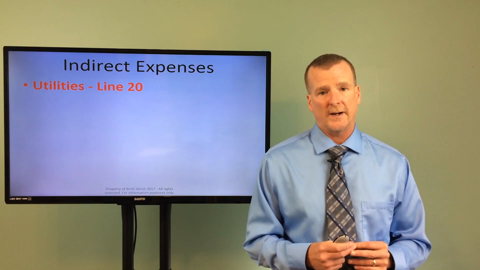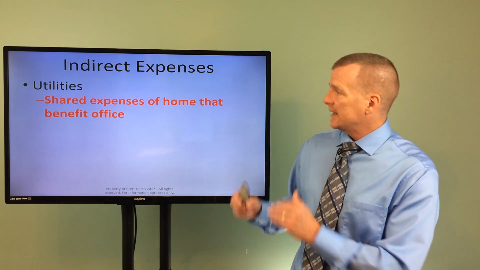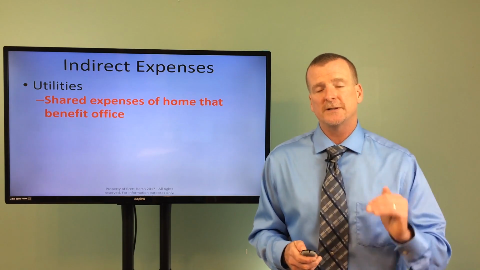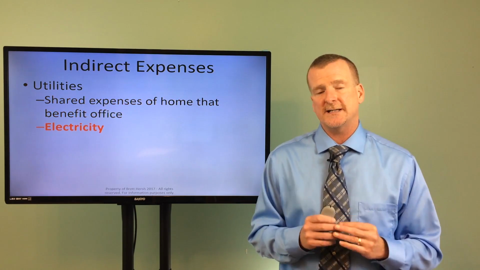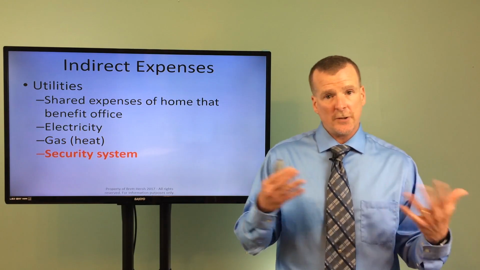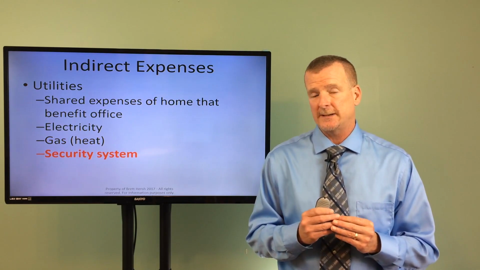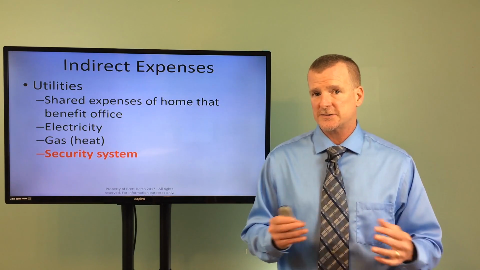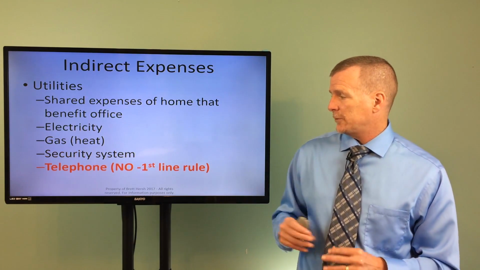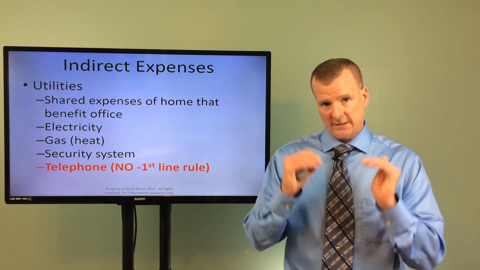Utilities, that's going to be line 20. These are really shared expenses of the home that also benefit the office. Here's a couple examples: electricity, gas and heat, your security system. Don't forget your security system. You're paying upwards of $50 a month for that. That's $600 over the course of the year. That adds up.